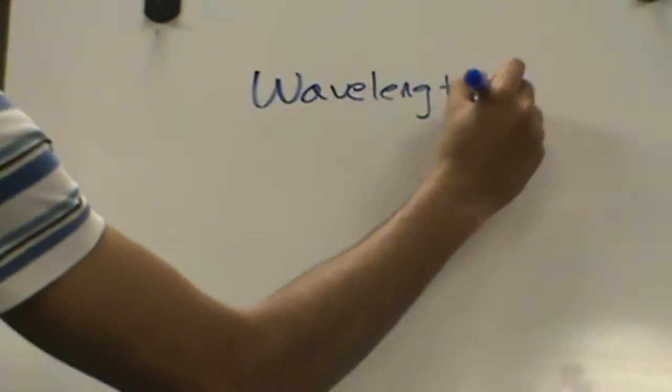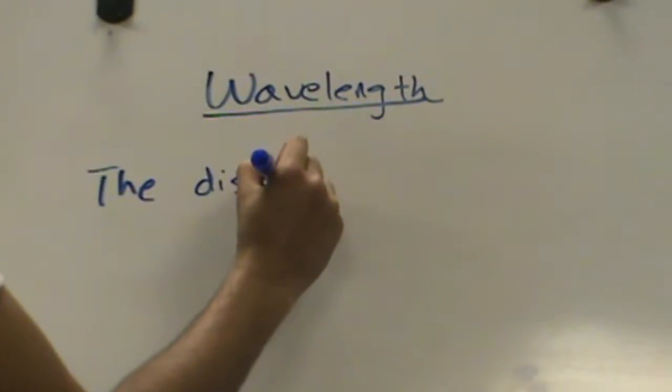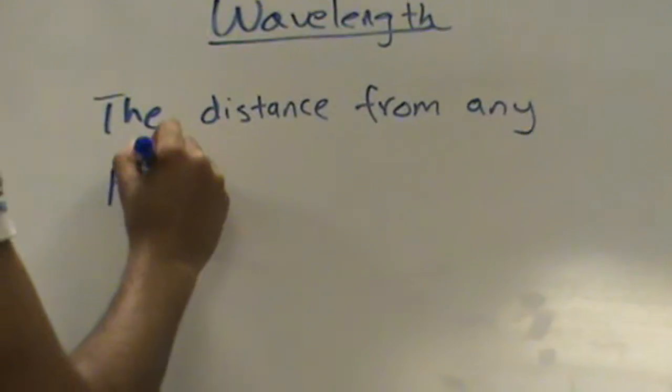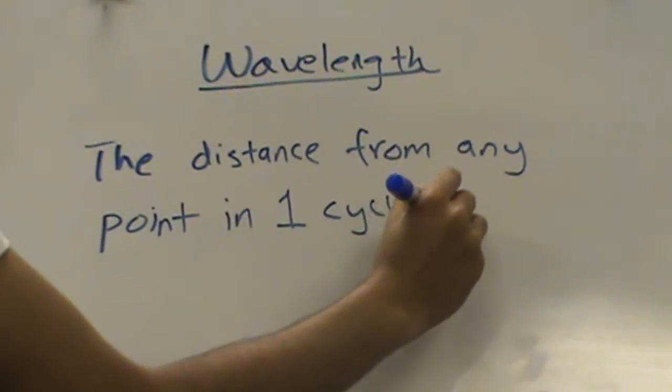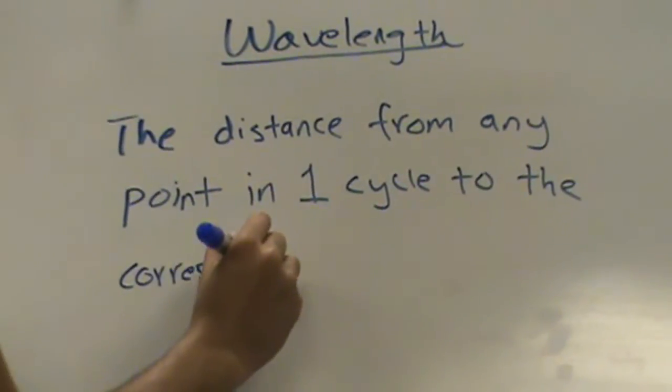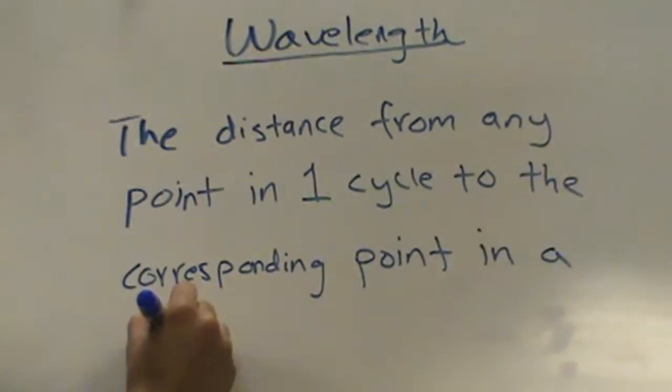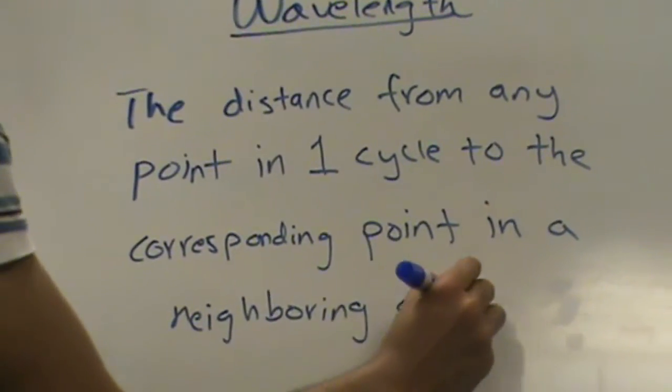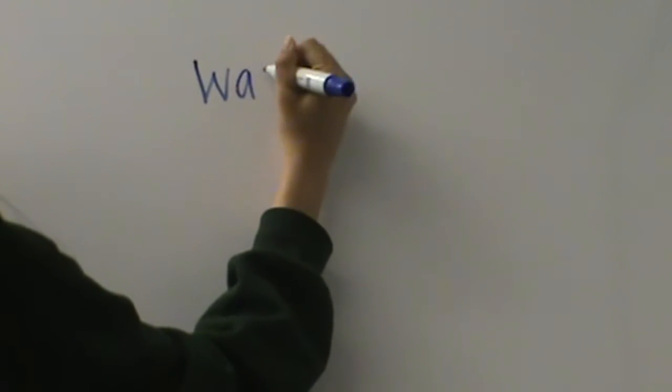What is wavelength? Wavelength in a periodic wave is the distance from any point in one cycle to the corresponding point in a neighboring cycle, basically the distance between two waves. In order to understand wavelength, we must first discuss the different types of waves. So waves transfer energy through oscillations.